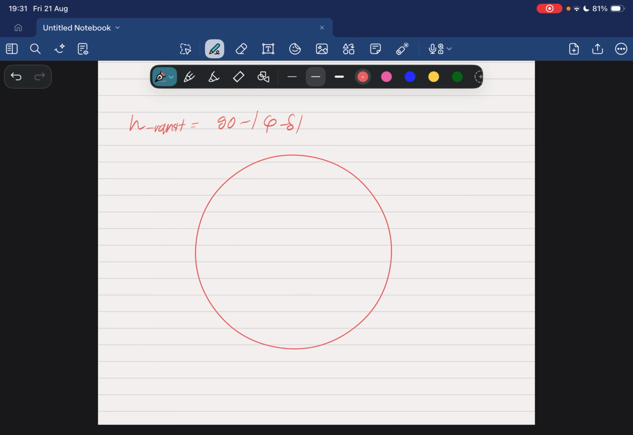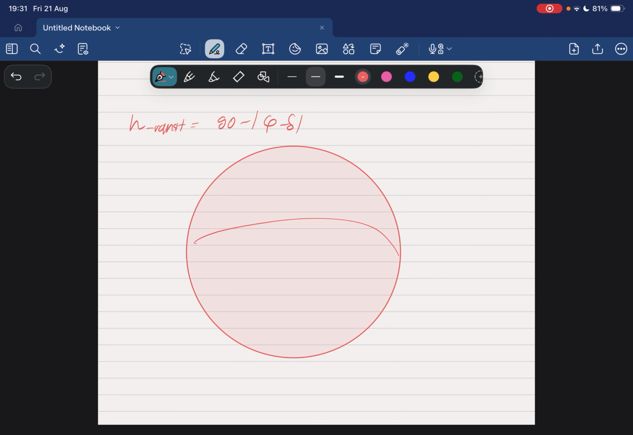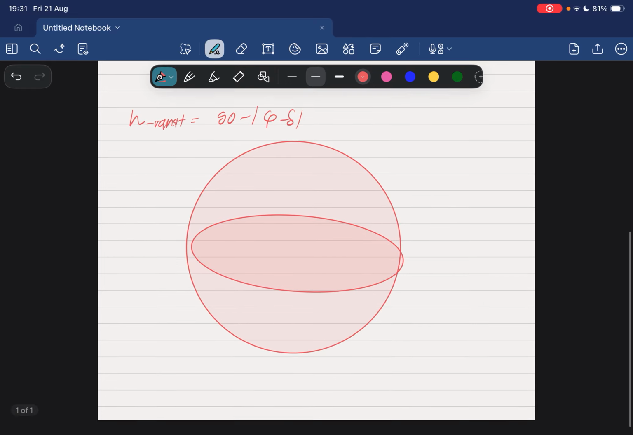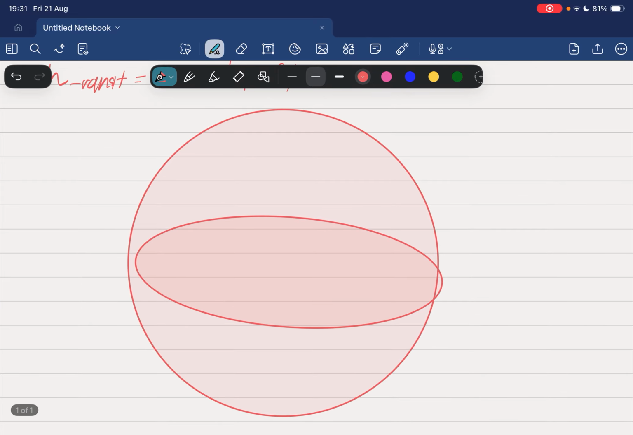Suppose this is just a sphere right here, and let me quickly make it. Suppose a star is just right here, just revolving around. Let's suppose this is north and this is south, then the transit will be this, the transit.